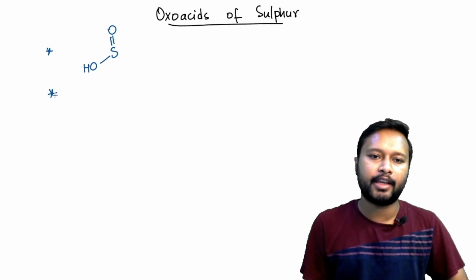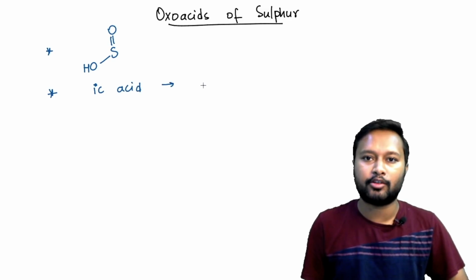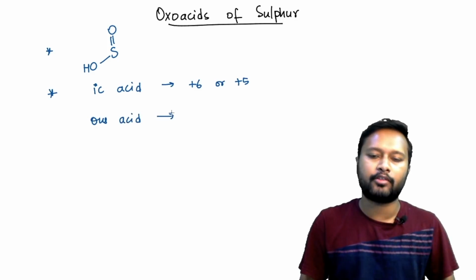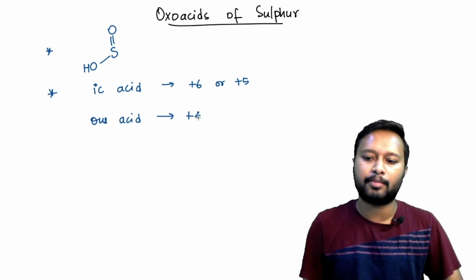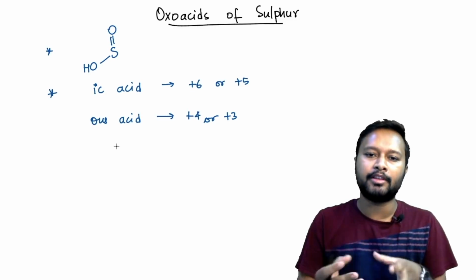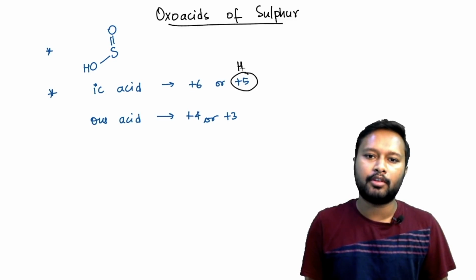And the second criteria is that if you have an ic acid, in that case you have a higher oxidation state. Higher oxidation states are +6 or +5. And if it is an ous acid, in that case it will have a lower oxidation state. Lower oxidation states are either +4 or +3. Now you know when this +5 and +3 will come in the case of hypo, right? So the same thing is there. When it is hypo, in that case you have to deal with these.